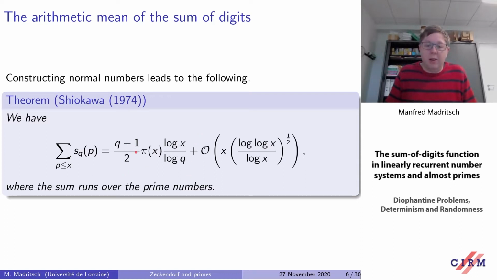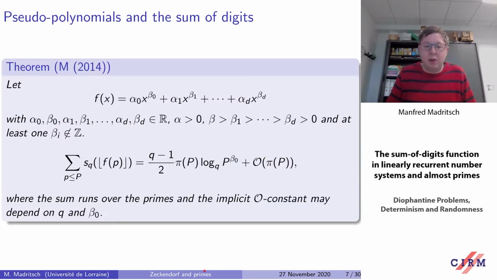So (q-1)/2 gives the mean of a single digit. Then pi(x) is the number of primes up to x, and log x over log q is the length of the expansion of x in base q. And here you have some error term. And the next thing is, you can look at the distribution.